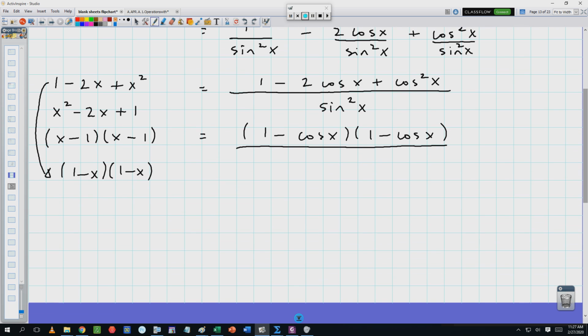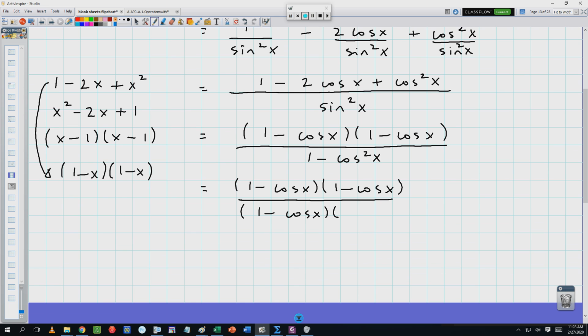So I can replace sine squared with 1 minus cosine squared, and that also is factorable. 1 minus cosine squared is a difference of squares: 1 minus cosine x and 1 plus cosine x. I can cancel out one of the groups on top with one of the ones on the bottom, and I'm left with 1 minus cosine x over 1 plus cosine x. And that was our target.